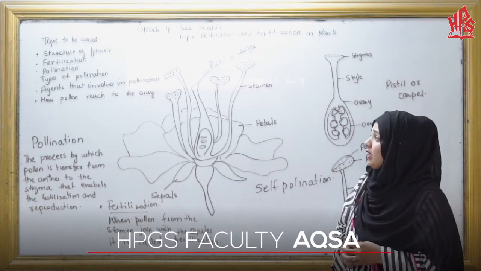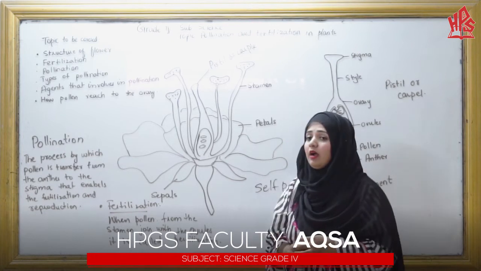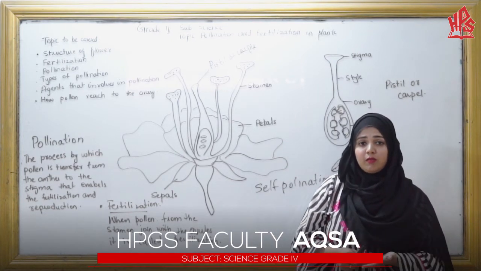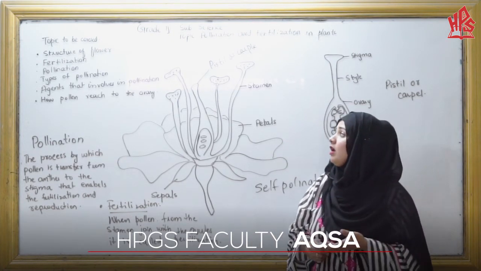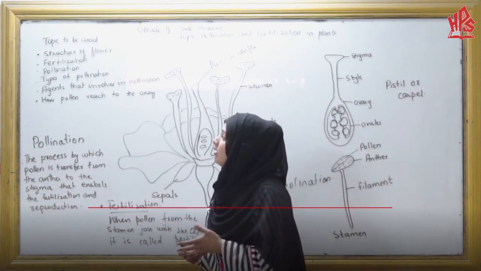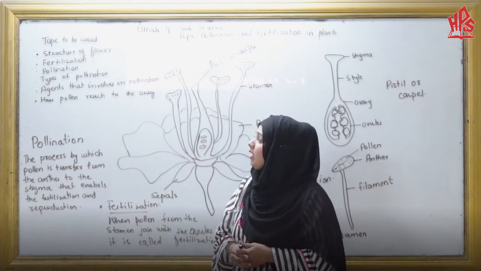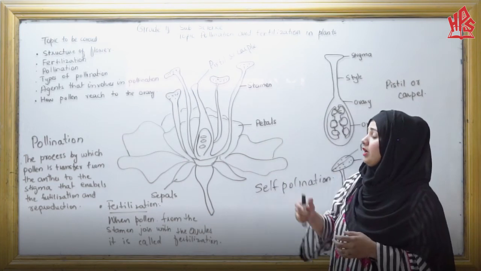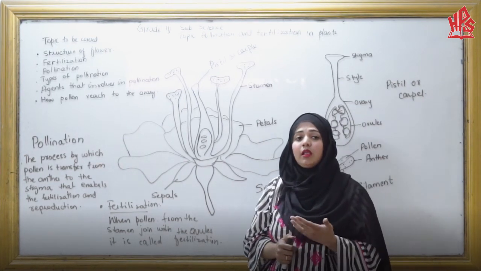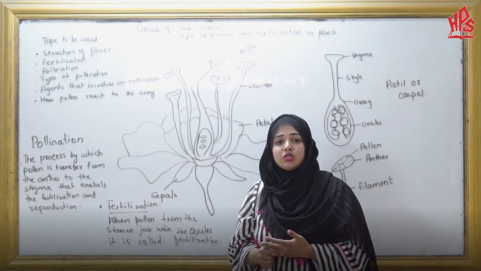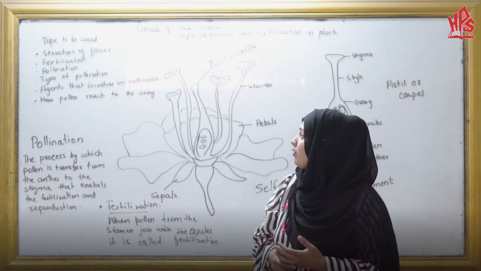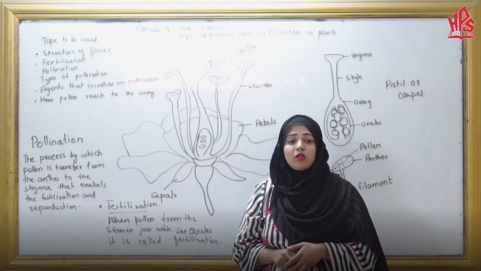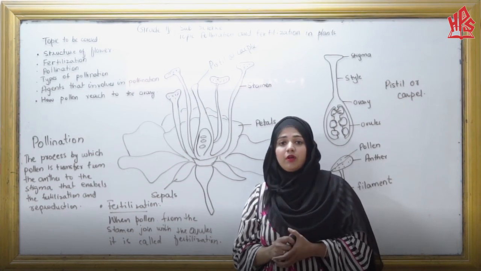What are the agents involved in pollination? There are especially small insects like honeybees, bees, butterflies, or beetles that are the main agents that cause pollination. Human beings and mammals also act as agents for pollination, and water and wind also act as agents for pollination.